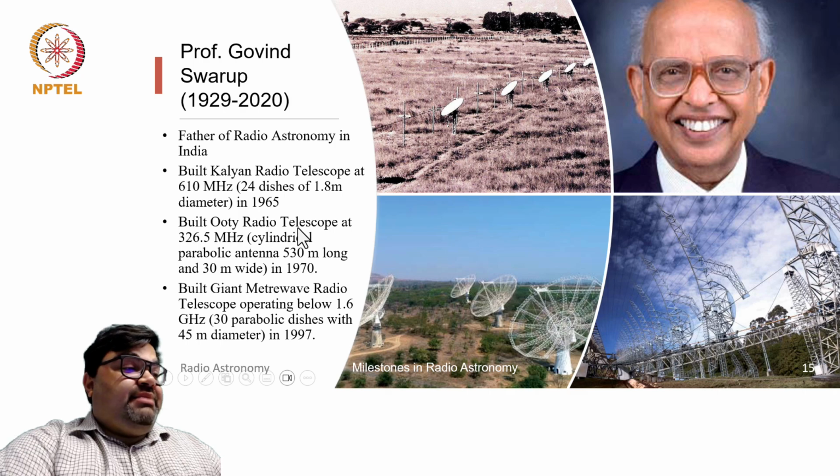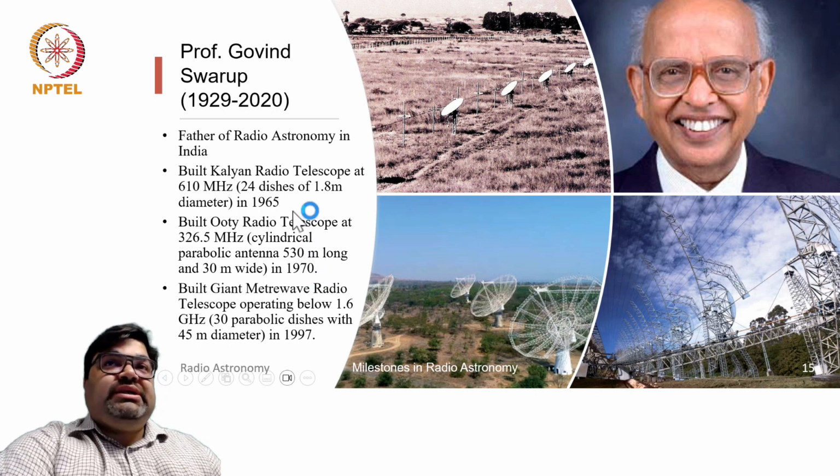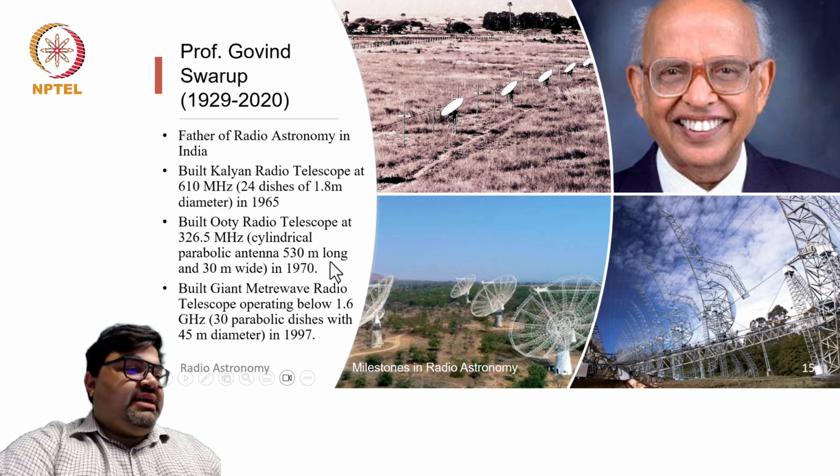Then he built the Ooty Radio Telescope at 326.5 megahertz, a cylindrical parabolic dish. This is towards the right corner. You can see this. We'll show you more pictures throughout the course. It's in Ooty. It was built in 1970. So in 1965, he built the Kalyan Telescope, from some old dishes from somewhere else. We'll come to that story later.